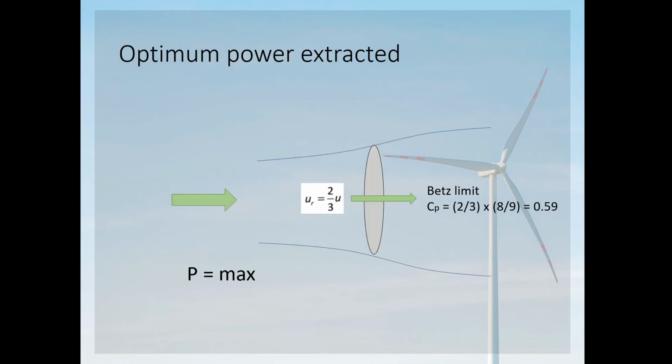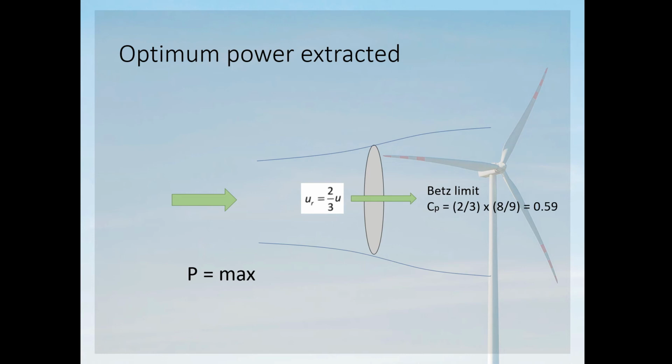It can be shown that the power is maximum when the velocity at the disc is two-thirds of the incoming wind speed. This means that the rotor acts as a porous disc, exerting a constant force on the flow, while still letting two-thirds of the flow through it. In this case, the non-dimensional force exerted by the rotor is 8/9.